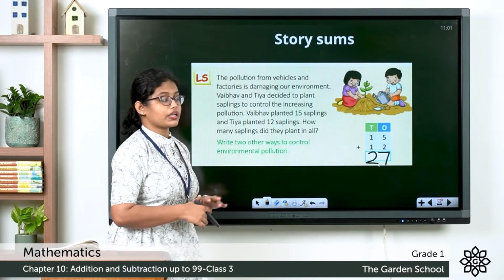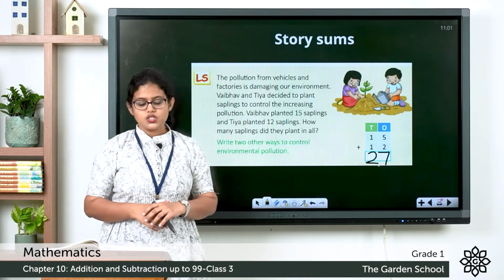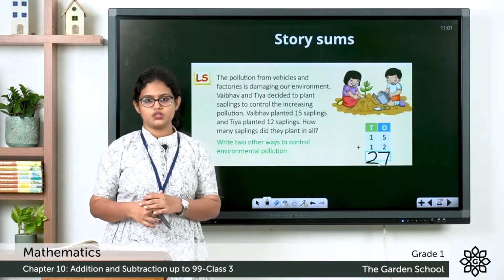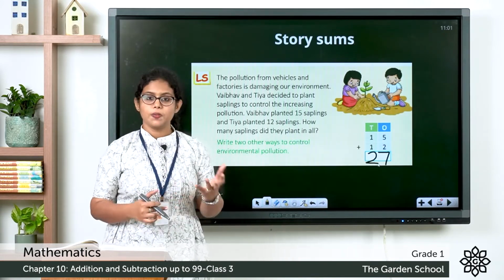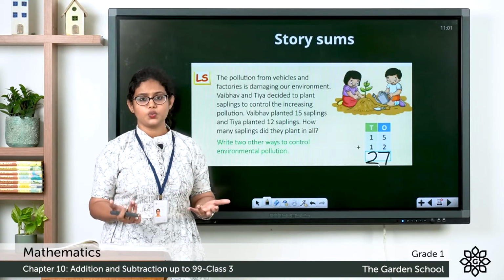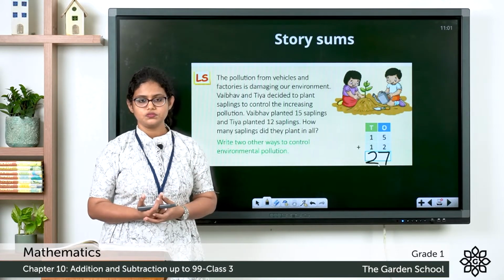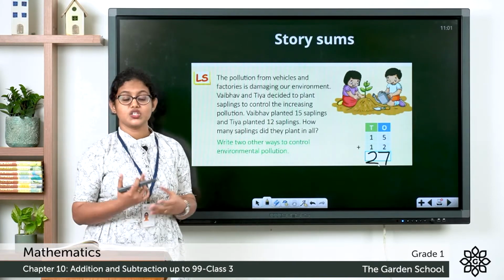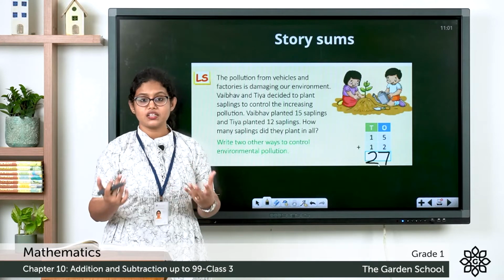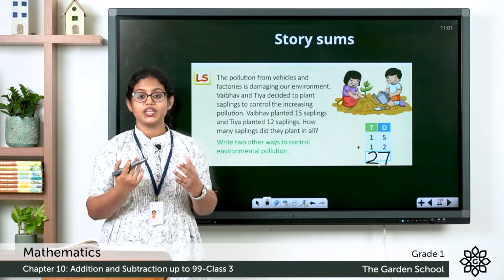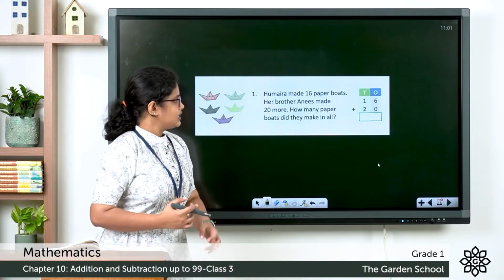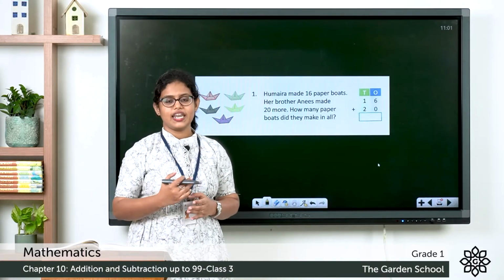Okay, so one more question is there for you. Write 2 other ways to control environmental pollution. So one way is by planting saplings. So what about the other ways? We can say no to plastic bags. Reduce the use of plastic bags. Then you can think over any other ways in which we can control environmental pollution. So let's move to the next one.